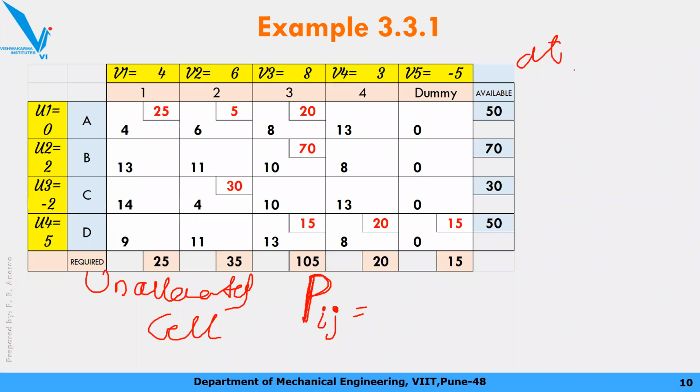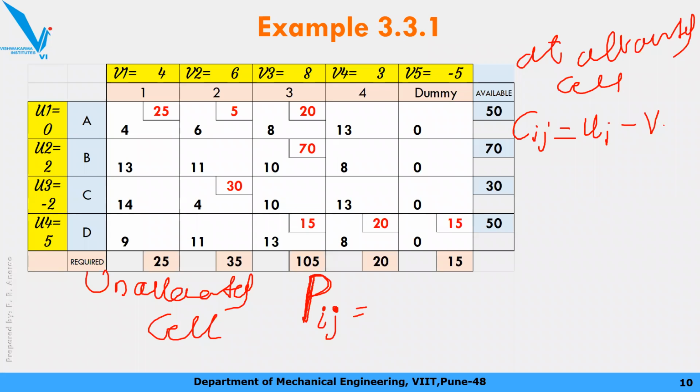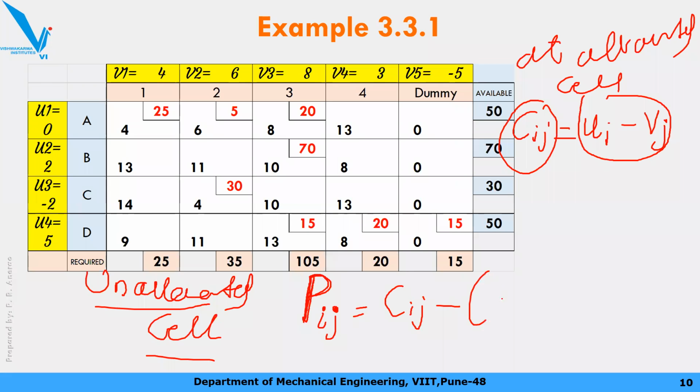At an allocated cell, our formula was this: Cij equal to Ui plus Vj, right? So at an unallocated cell, the penalty is calculated as this. The difference between the two is the penalty there. So that means Cij minus Ui plus Vj. This difference is the penalty or improvement index.